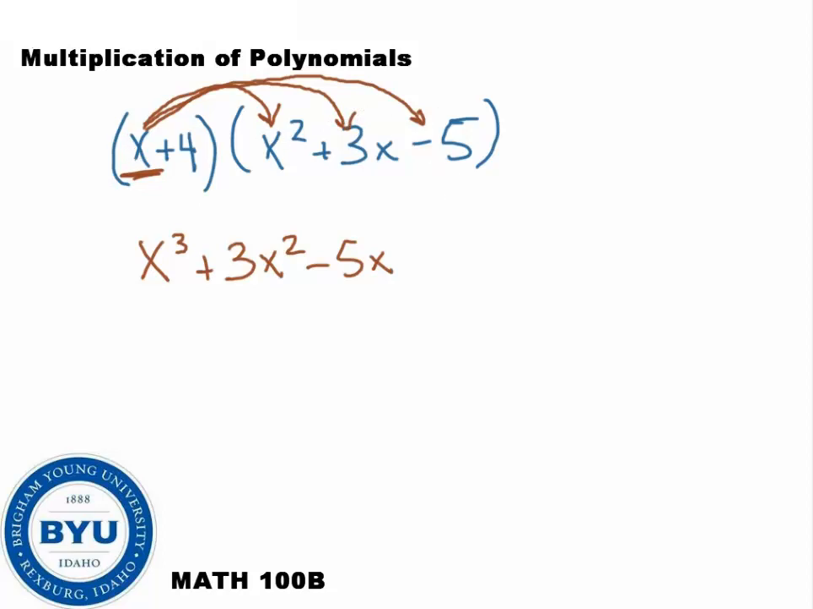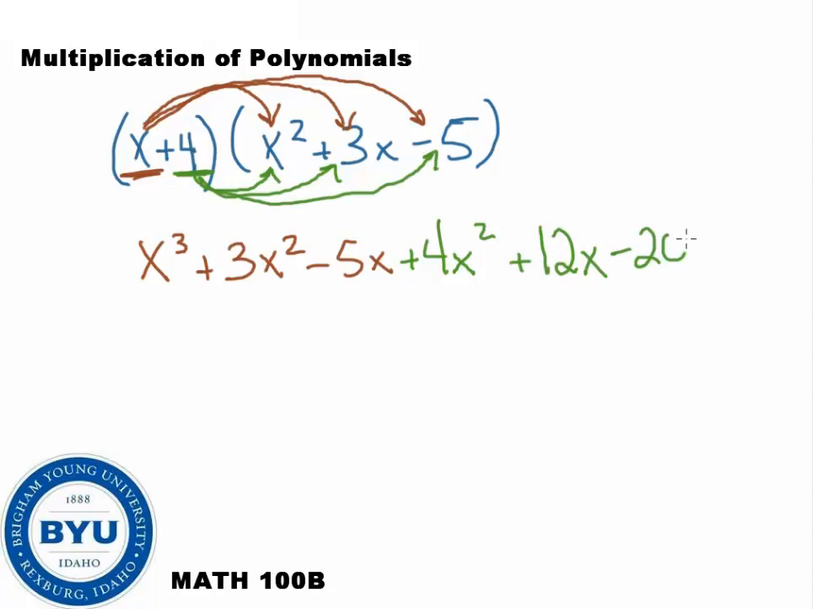Now I'm going to do the other value here. I'm going to take the 4 and distribute. So 4 times x squared is plus 4x squared. And then 4 times 3x comes out to be plus 12x. And 4 times negative 5 is minus 20. Our last step then is to simply combine the like terms. X cubed, no other x cubeds, so I'm just going to write x cubed.